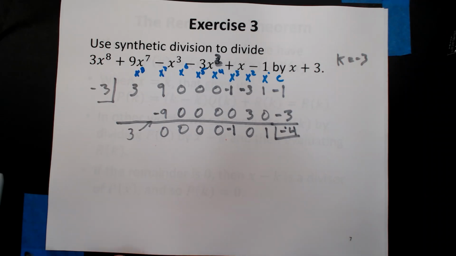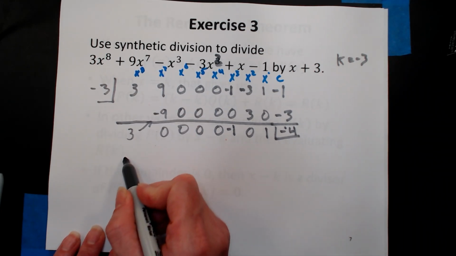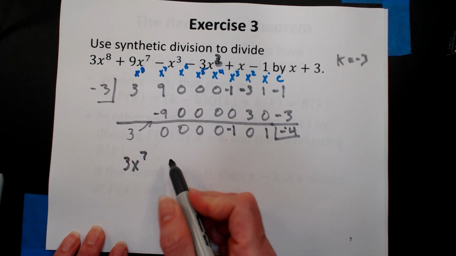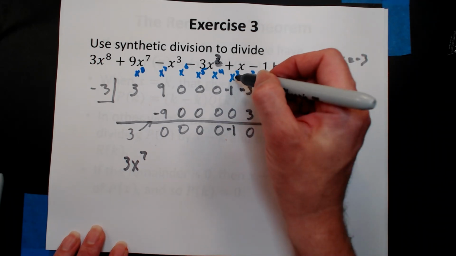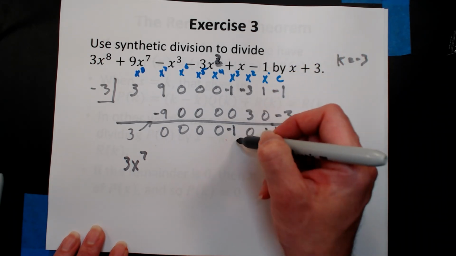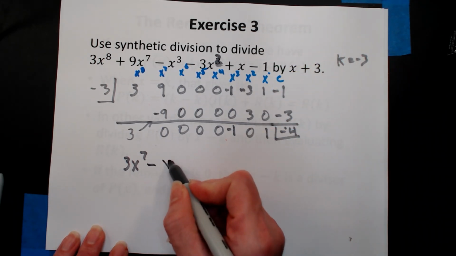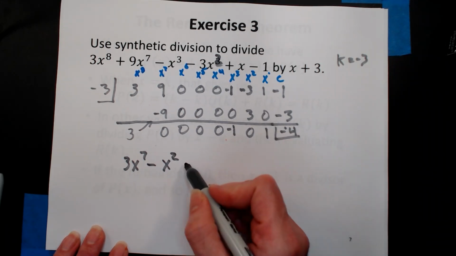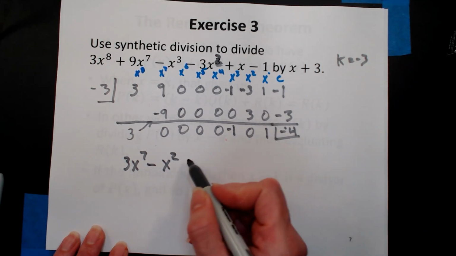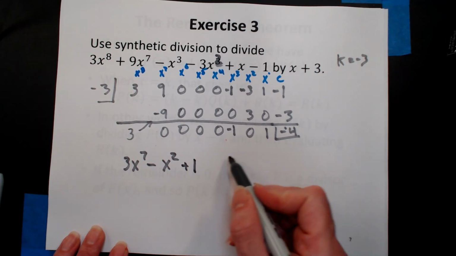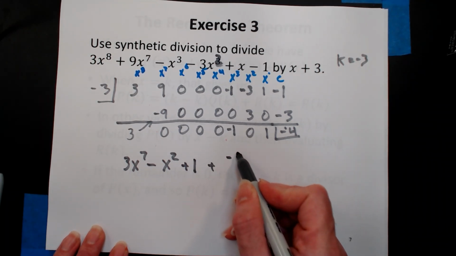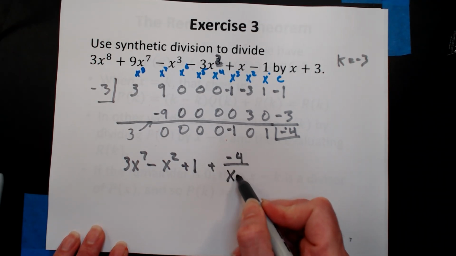So now this becomes my x to the 7th column. So I get 3x to the 7th. And then I don't get another one. And then remember, this was the x to the 3rd column. I reduced the power by 1. And it's going to become -x squared. This is going to become 0x. And this is going to be plus 1. And then I'm going to say plus -4 over x plus 3.